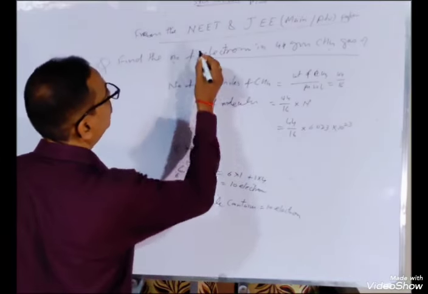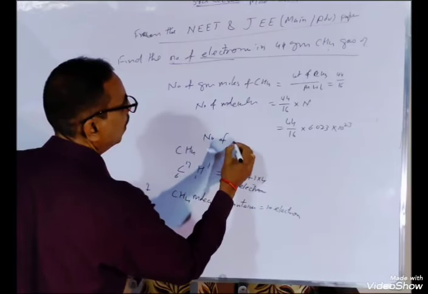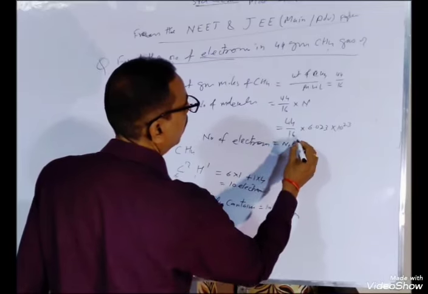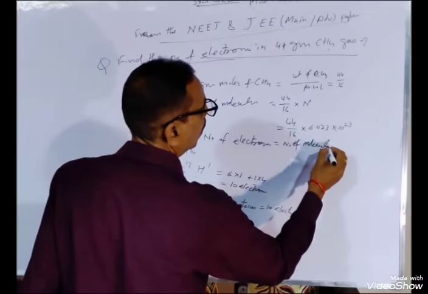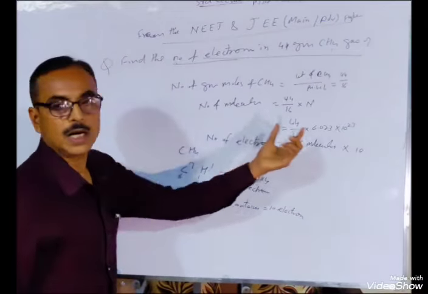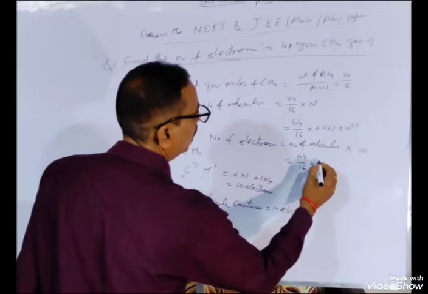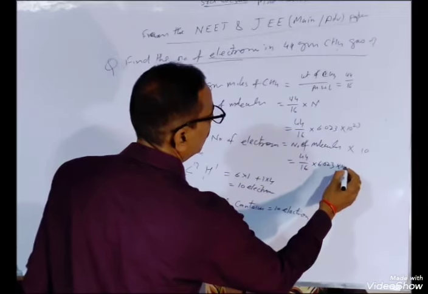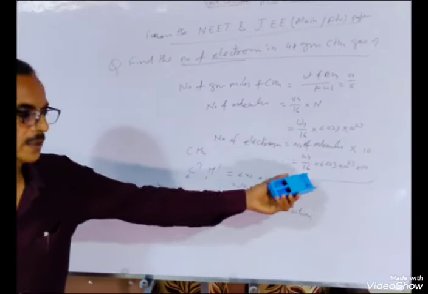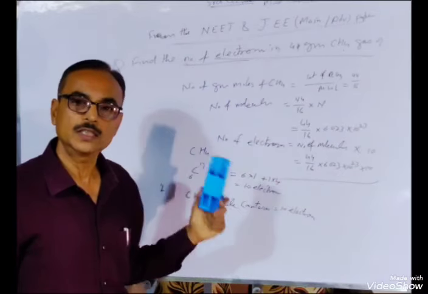So to find the number of electrons, the number of electrons equals the number of molecules into 10, because one molecule contains 10 electrons. So 44 divided by 16, into 6.023 into 10 power 23, into 10. This is the number of electrons. Simplify it. I think you have understood the basics of mole concept.